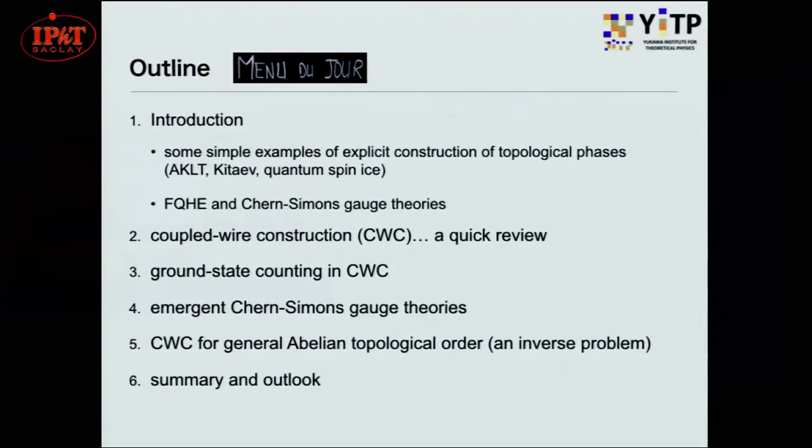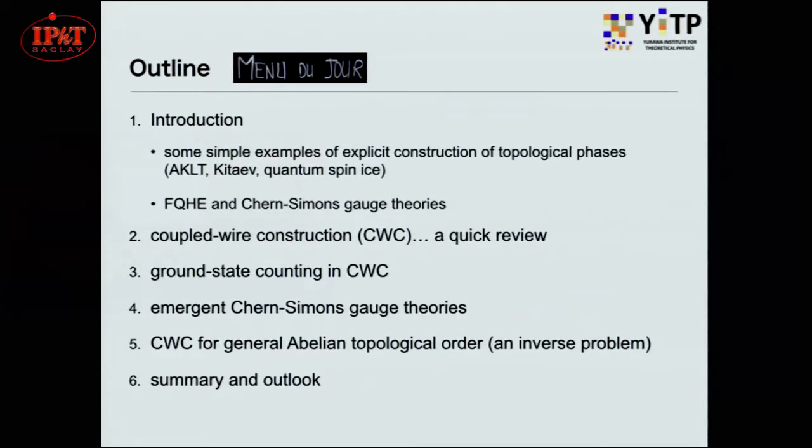So in the fourth section, I'm going to identify the gauge degrees of freedom in the coupled wire systems, and derive the Chern-Simons gauge theory, which is topological, starting from coupled wire construction. This is the main part of my talk today. And then, using this strategy, I'm going to generalize the method to more general Abelian topological phases, which are characterized by the K matrix.